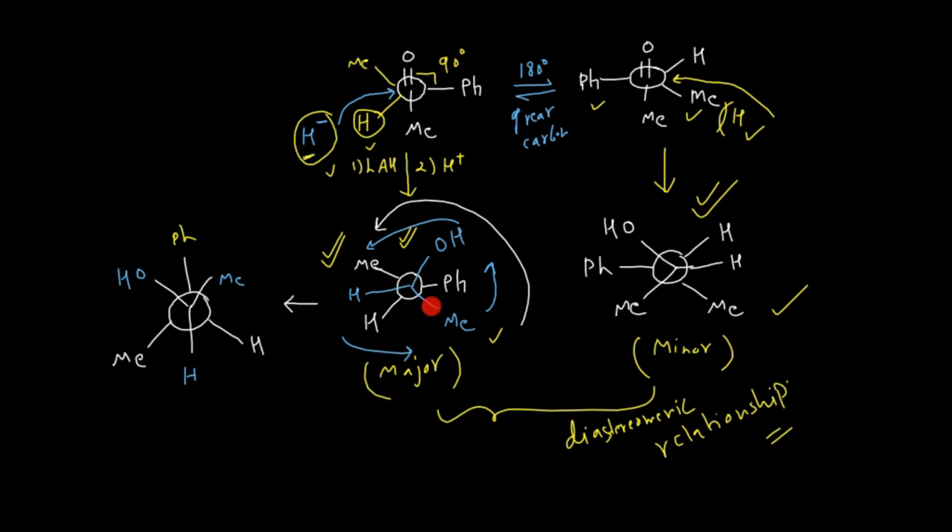This Me and this Me are at 180 degrees. They are at an angle of 180 degrees. And again, you can see here they are at 180 degrees. And you see this Me and OH are at a 60 degree angle. So Me and OH at 60 degrees here, and this Me and OH again at 60 degrees. So this is again this one.